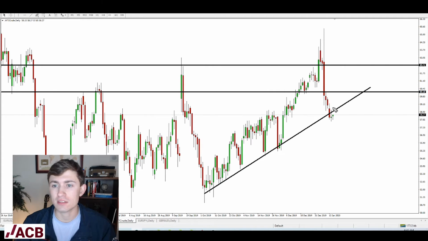WTI crude, very similar. You can see it holding the trend line as we watched on the last several market updates. So we'll see what we get there on WTI crude as well.